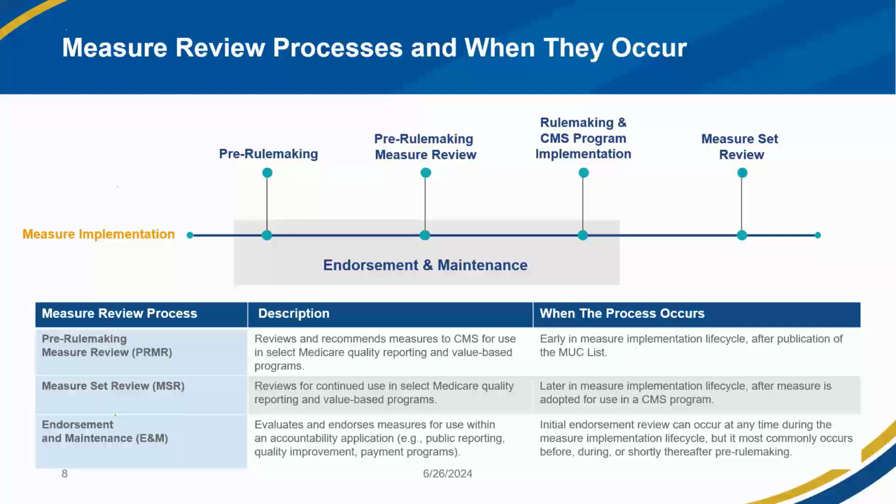Measures implemented into these CMS programs are reviewed annually for continued use in the program as part of the Measure Set Review, or MSR. The endorsement and maintenance, or E&M process, evaluates and endorses measures for use within an accountability application, such as public reporting or payment programs. Accountability applications are not limited to CMS programs only. Measures can be submitted for initial endorsement review at any point in time, but submission occurs most commonly before, during, or shortly thereafter pre-rulemaking. Endorsed measures are reviewed every 5 years for maintenance.